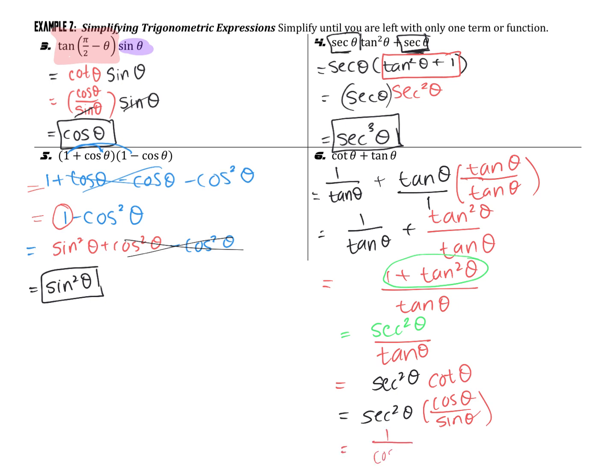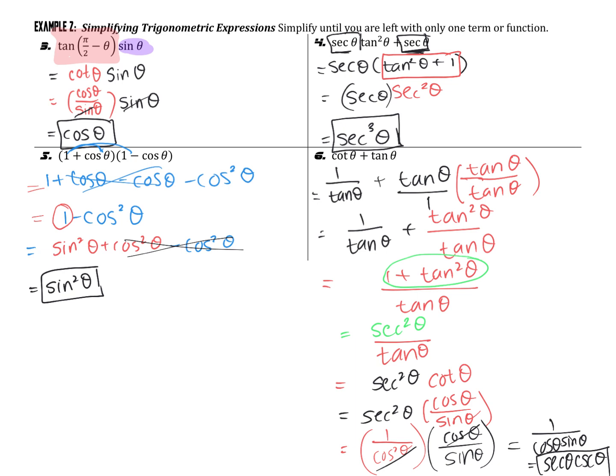So this is going to be 1 over cosine squared theta times cosine of theta over sine of theta. So one of these cosines can divide out, and we're left with 1 over cosine theta sine theta. And maybe we can look at the reciprocals of those two functions so we don't have this fraction. 1 over cosine is secant, and 1 over sine is cosecant. So there's a lot of different ways to get here. And the thing I don't love about this particular problem is I ended up having 2 terms still. No matter what I do, I still end up with 2 terms.